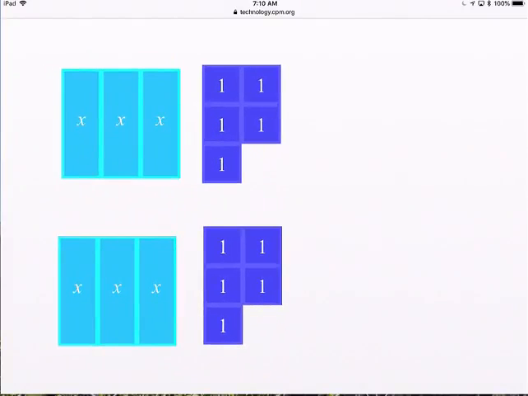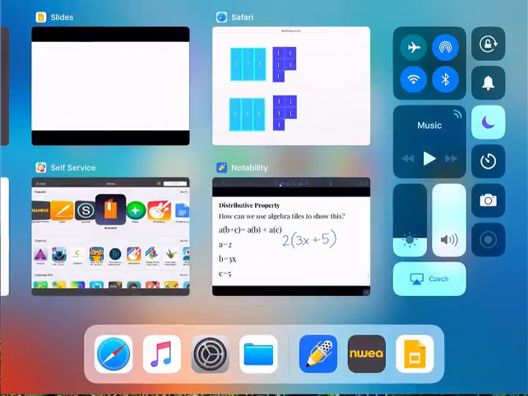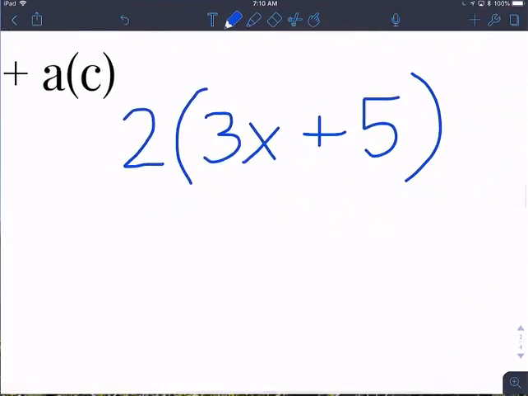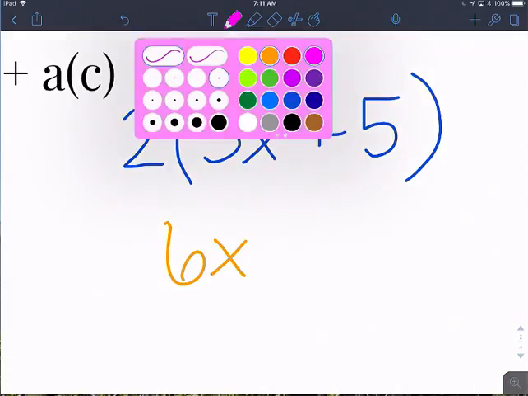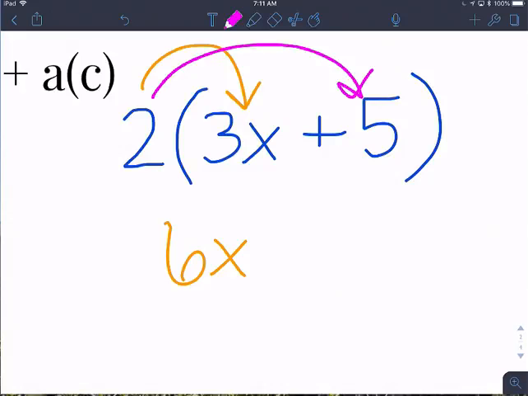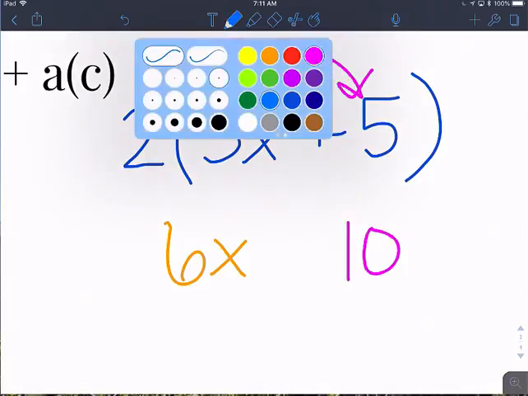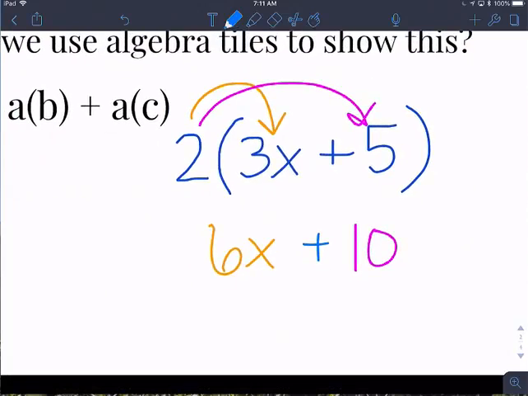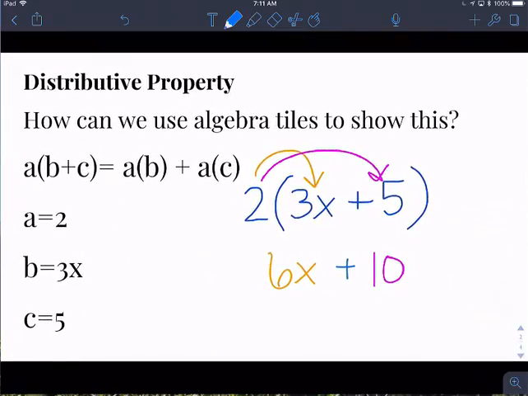of 3x plus 5, but what I really have is 1, 2, 3, 4, 5, 6 x's, and 1, 2, 3, 4, 5, 6, 7, 8, 9, 10 ones. So if we go back and look at this, that makes sense because if we do 2 times 3x, 2 groups of 3x would be 6x. And then if we do 2 times 5, we get 10. So what we really get is 6 x's and 10 ones, which is what we saw with our algebra tiles when we made those groups.